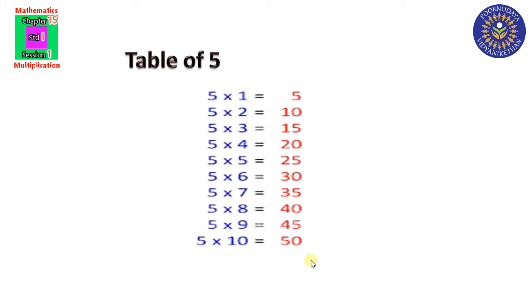5 1s are 5, 5 2s are 10, 5 3s are 15, 5 4s are 20, 5 5s are 25, 5 6s are 30, 5 7s are 35, 5 8s are 40, 5 9s are 45, 5 10s are 50. Clear? These are the multiplication tables of 2, 3, 4, 5.